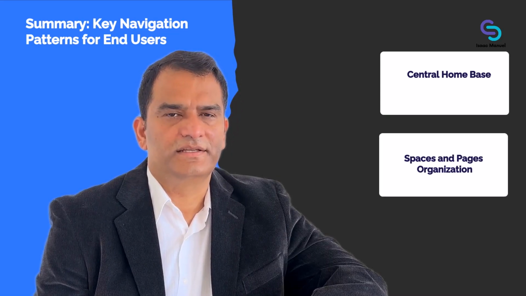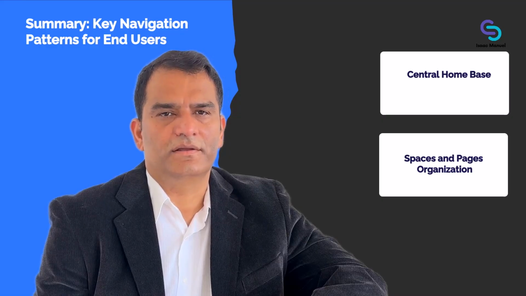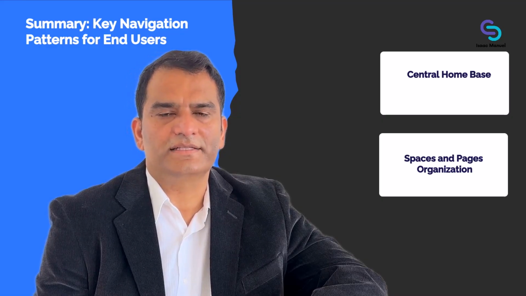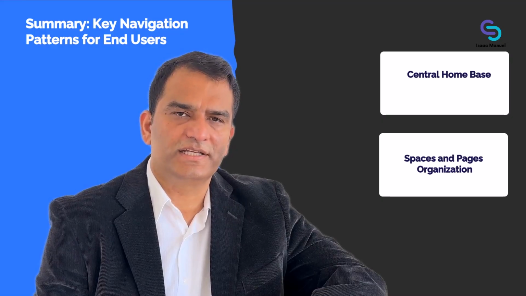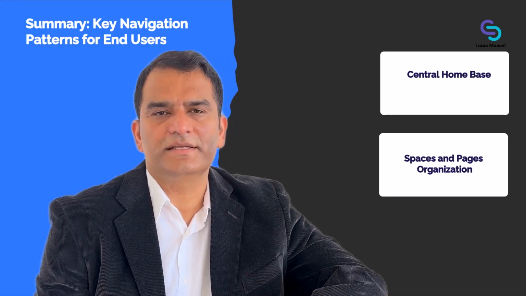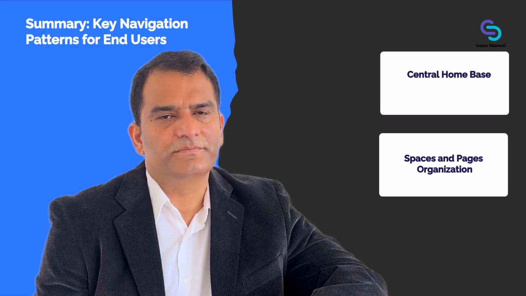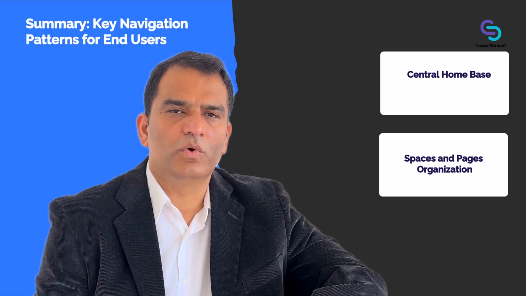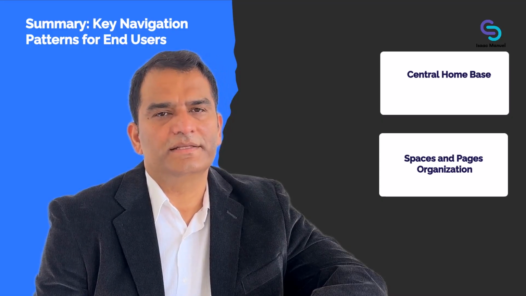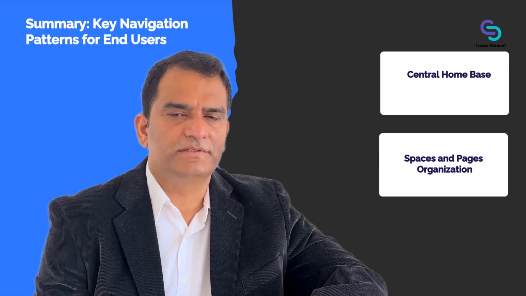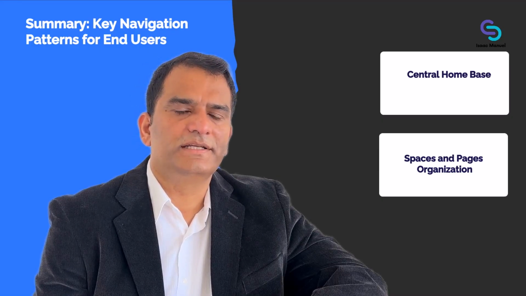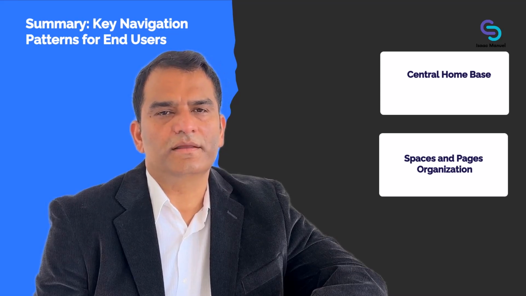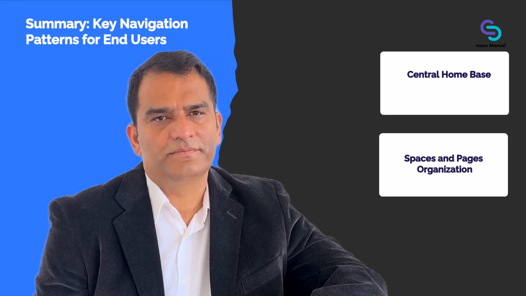Next, spaces and pages organization. Your apps are organized into spaces, broad categories like departments or functional areas, and pages, subsections within those spaces. This two-level structure replaces the old one-page layout and makes it easier to find apps by context. You only see spaces and pages relevant to your role, keeping your view uncluttered.